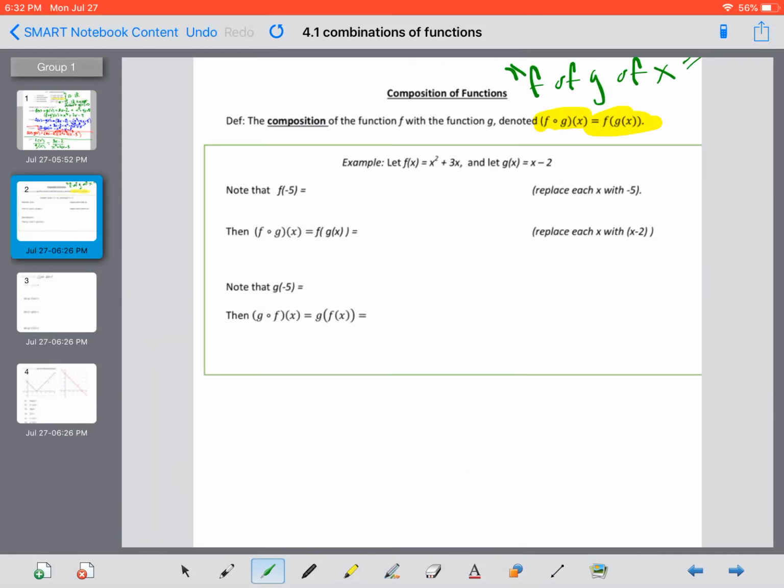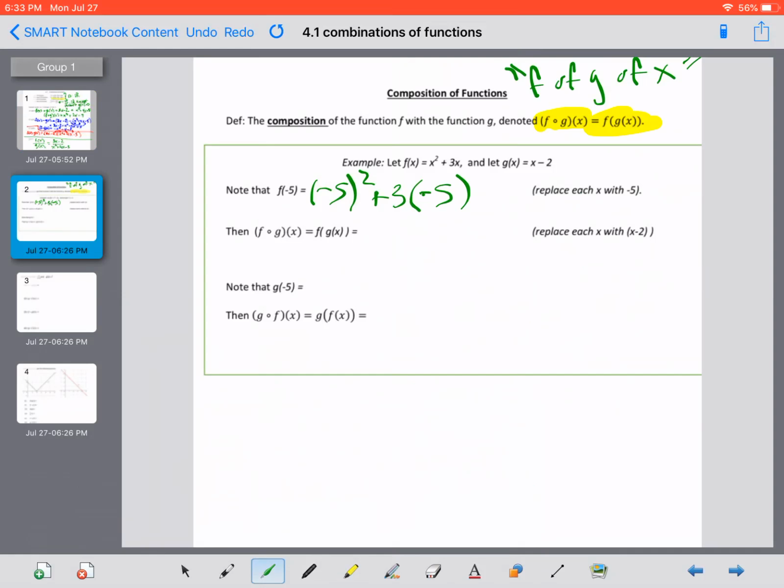If f of x is a function x squared plus 3x, and g of x is a function x minus 2, we're going to try to get a sense of what f of g of x means. First of all, let's just remember what it means to evaluate a function at a particular x value. If we wanted to find f of negative 5, we would need to replace each x with negative 5, right? So in order to do that, what we would do is replace this x with negative 5 squared plus 3 times negative 5.